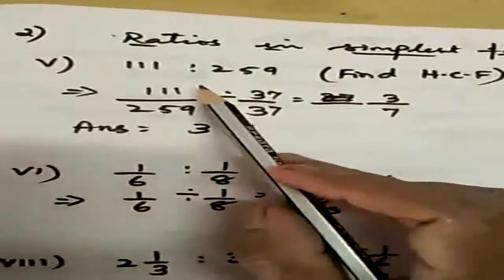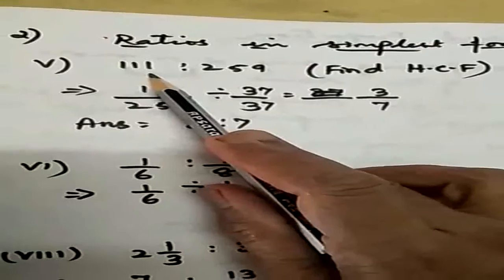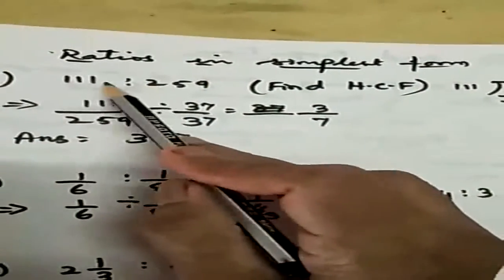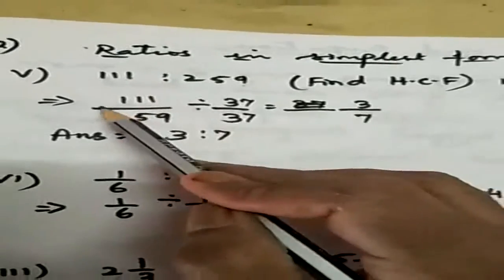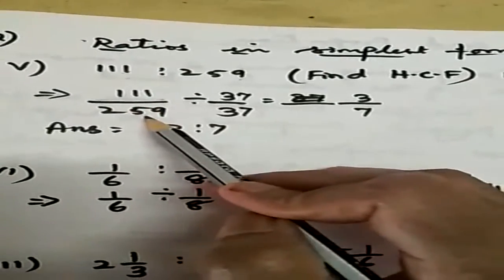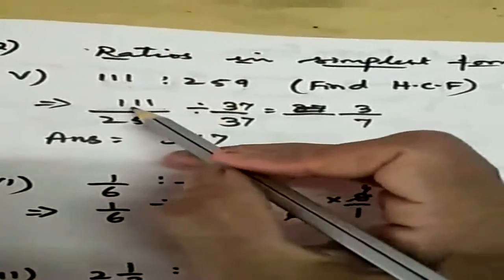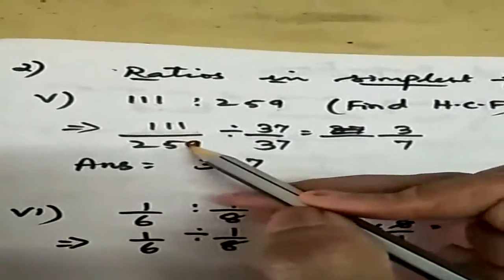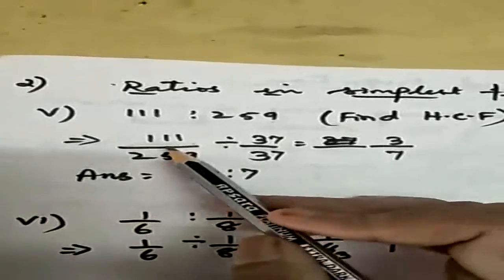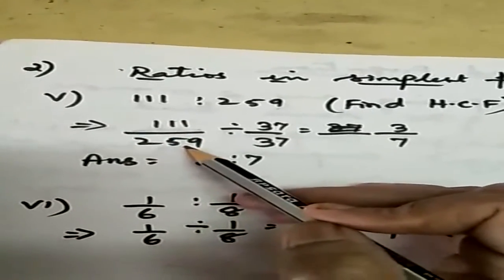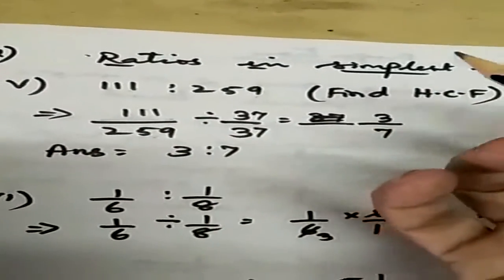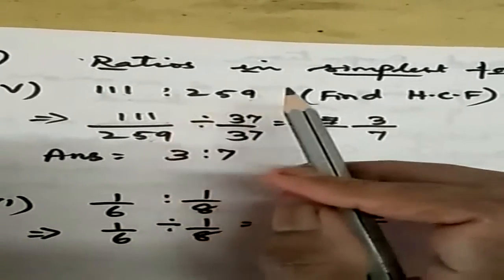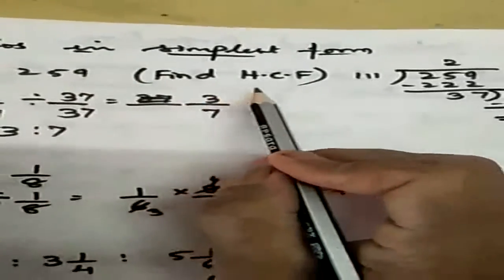See, ratios you have to bring in simplest form. 111 is to 259. Now this 111 is to means divided by 259. Now you have to see whether this numerator and denominator get cancelled by any table. So how will you know? You don't know which table 111 and 259 come in. So what is the easy way of finding which table the numerator and denominator get cancelled in? You will find the HCF.